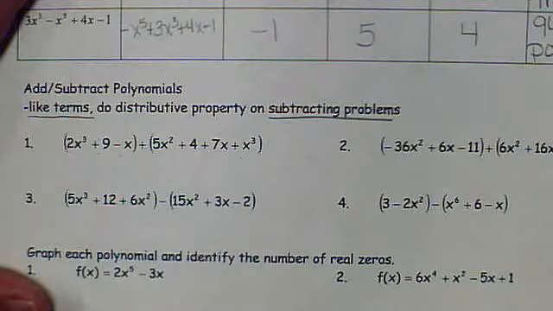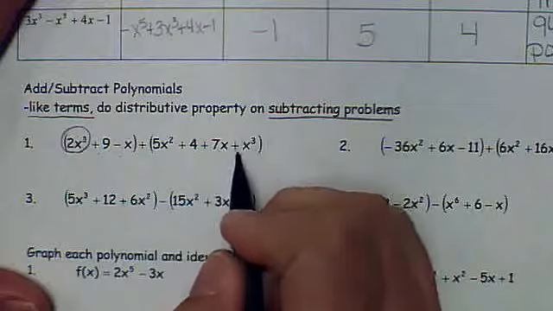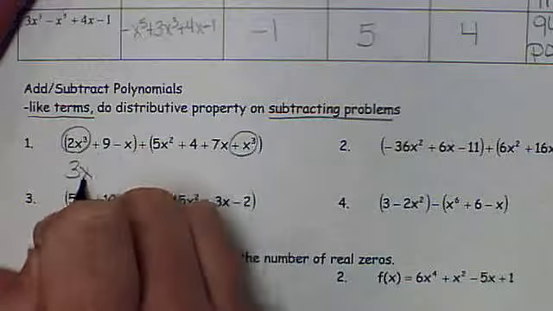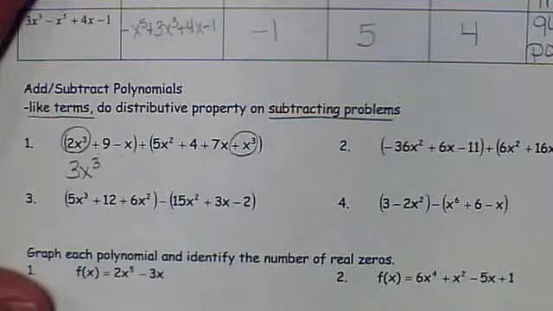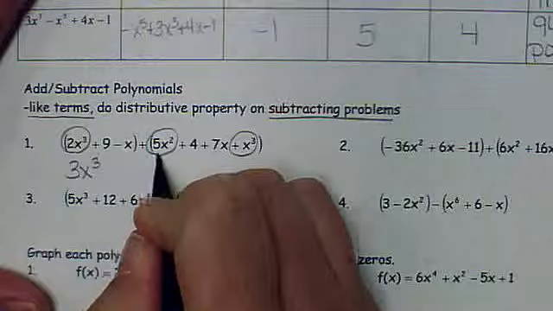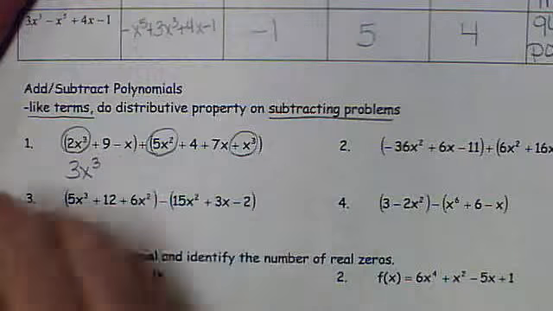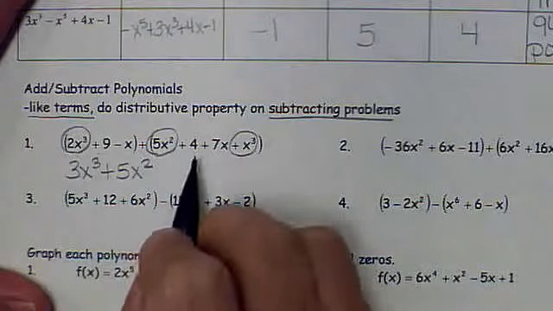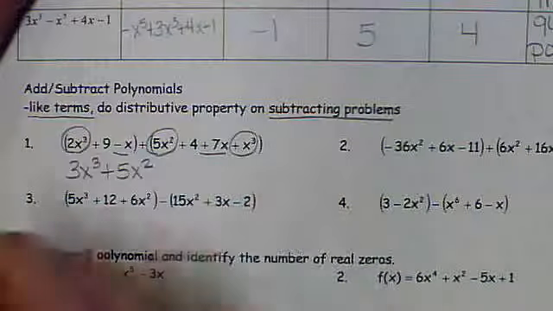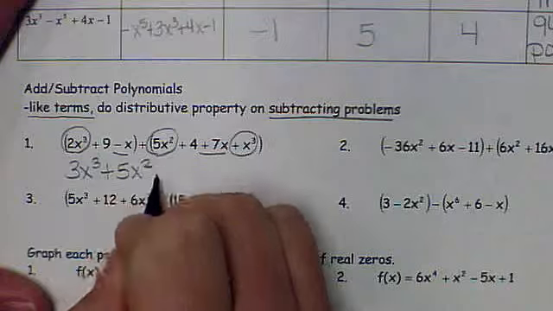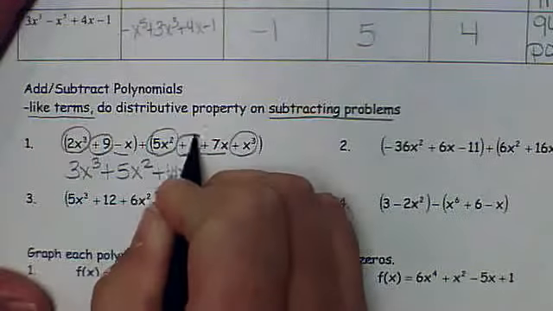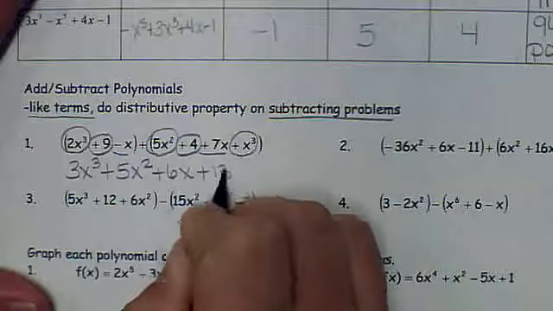So that means start with the biggest exponent. So that's the 3's. 2x cubed plus x cubed makes 3x cubed. The next one would be this 5x squared. There's nothing else with it. There's no other x squared, so we just write it down. And then next we go to our x's. Negative x plus 7x would be plus 6x. Then we have plus 9 plus 4 makes plus 13.